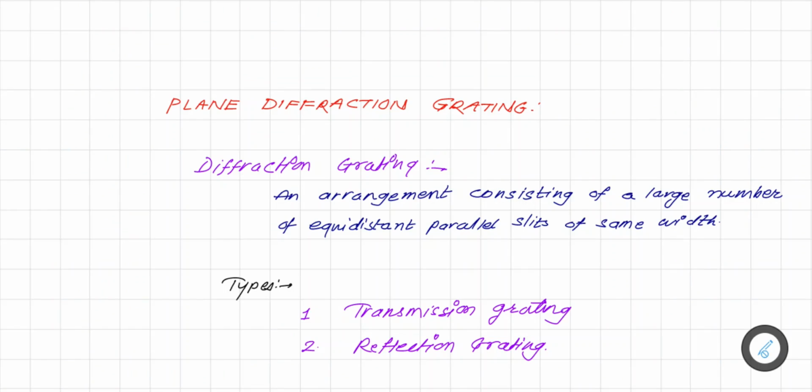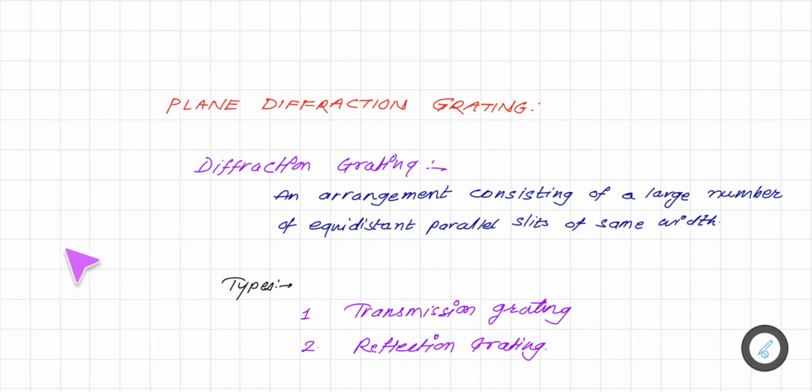Hello friends, so today we are going to see the plane diffraction grating as well as diffraction due to transmission grating. So let us consider what is diffraction grating. See, diffraction grating is an arrangement consisting of large number of equidistant parallel slits of same width.